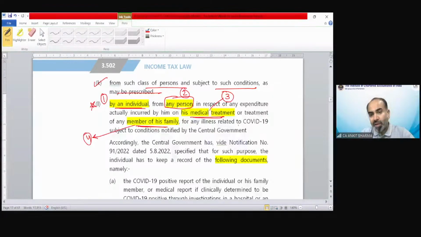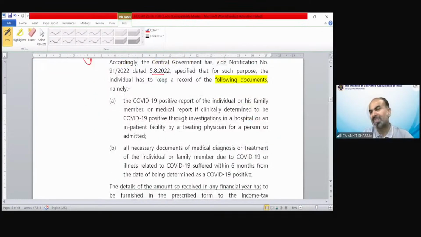Why? For the illness related to COVID-19, subject to specified condition. Accordingly, the central government has issued a notification number so and so. The government says you have to submit some records, some documents to us. What are those documents? You can go through points A and B.